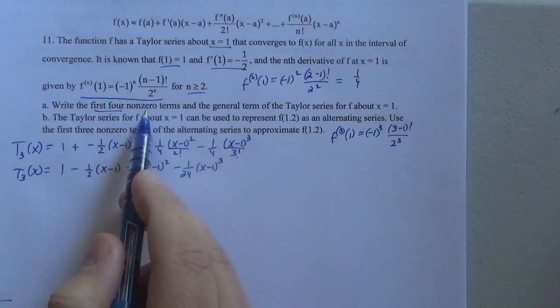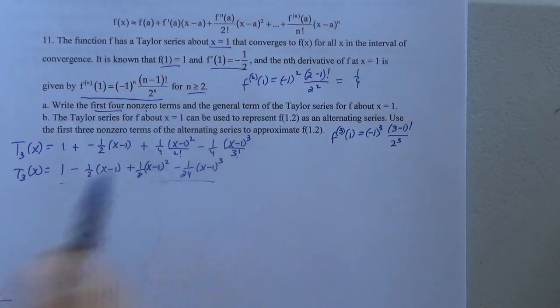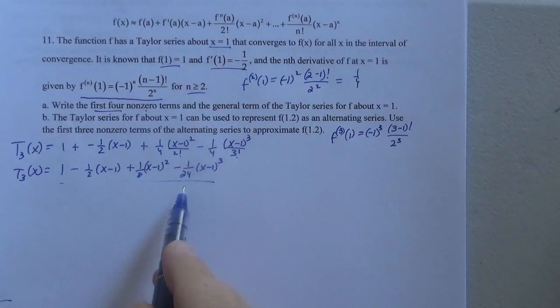Notice the little different verbiage here. It said first 4 non-zero terms, so notice none of these terms went to 0, so therefore there's 4 terms there. I said earlier that it's a third degree because I knew that none of the terms were going to go to 0.